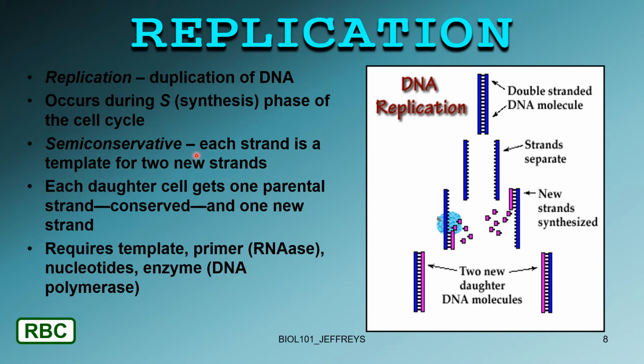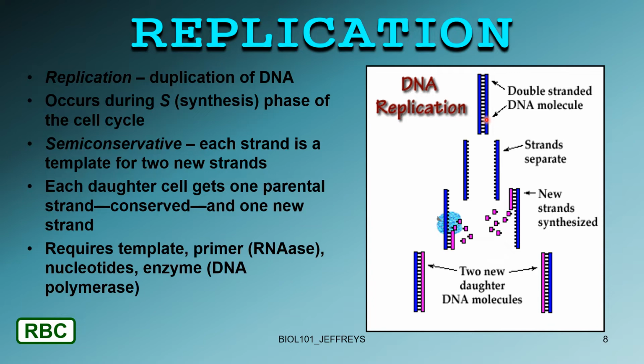Now, we say that replication is semi-conservative because remember that DNA is double-stranded. In order to get to the bases, which are tucked in between the sugar phosphate backbones, we have to sort of unzip it. We have to break those hydrogen bonds and unzip the two strands. Once the two strands are separated, the cell can send enzymes in there to replicate each strand.